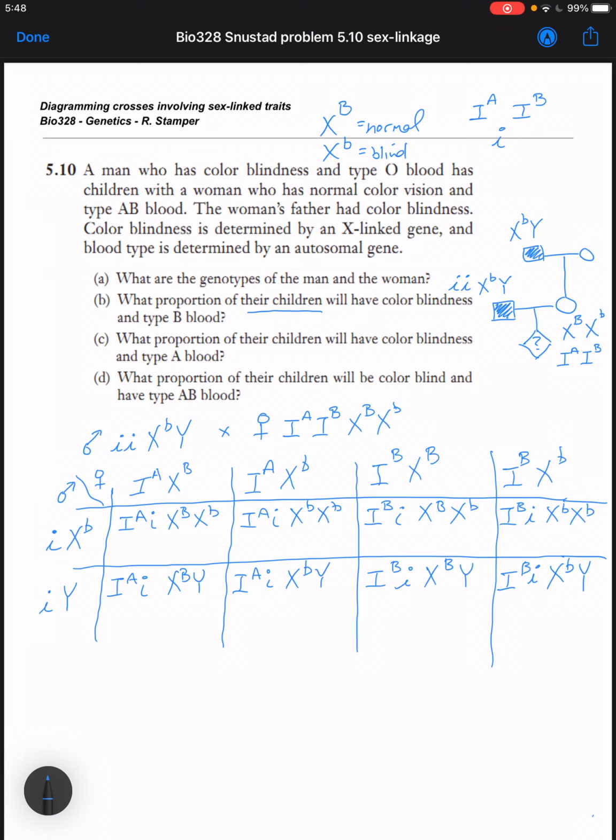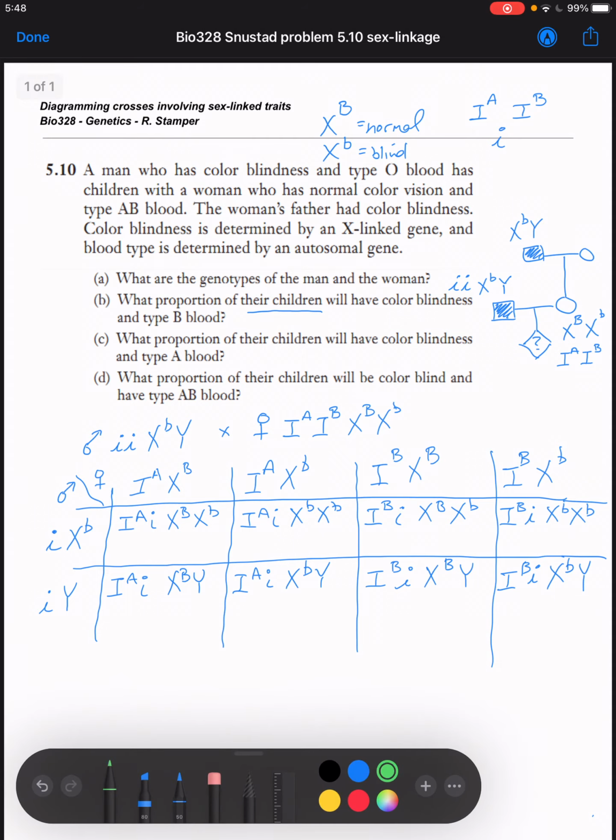Now we could have done 2 separate Punnett squares. That would have been totally fine. We could have done one with blood type, and a separate one with color blindness, and then combine the results together. Since this one was only 8 boxes, 8 possibilities, I decided to do it together. Frankly, if it had been 16, I probably would have done 2 separate ones, but you have a choice. So now we have to interpret what's going on in these cases.